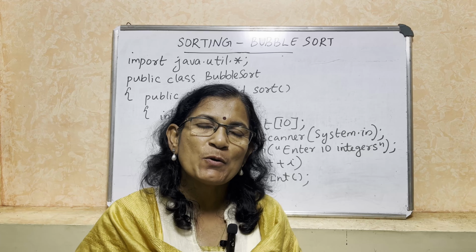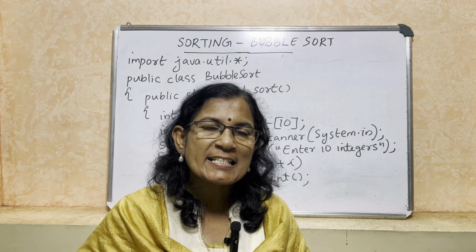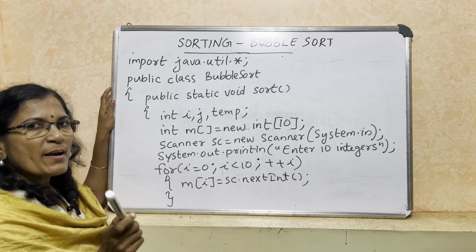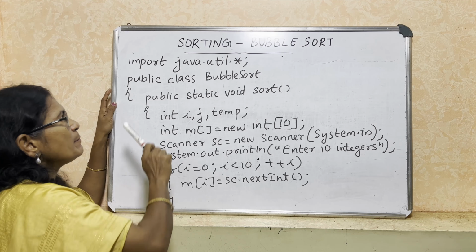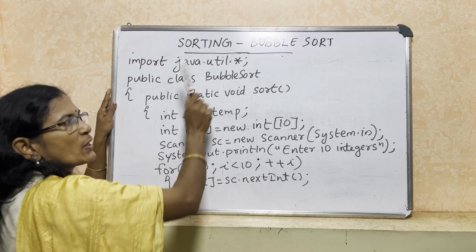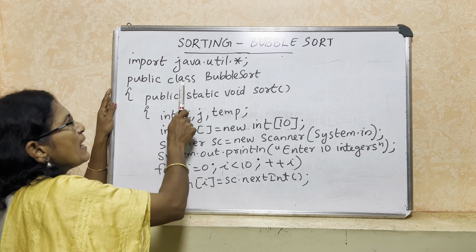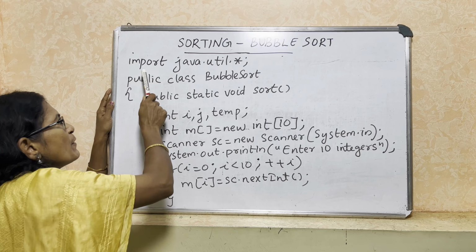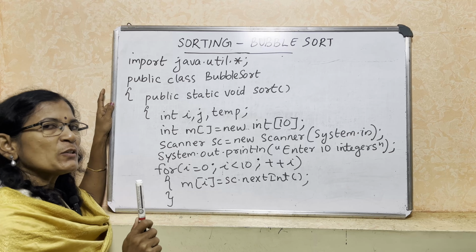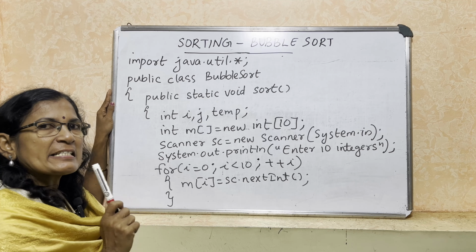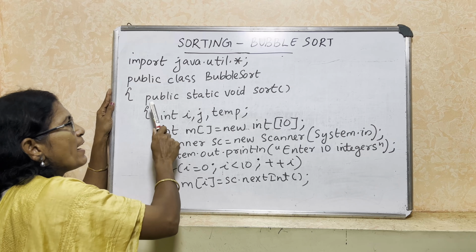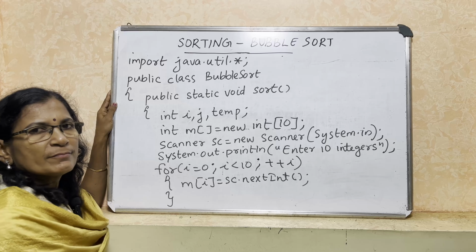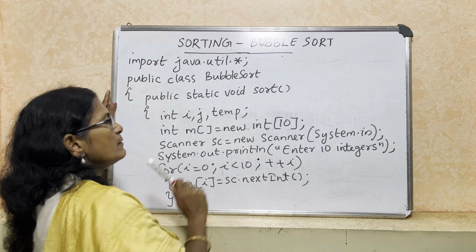Now let's write a program to bubble sort an integer array with 10 integer values in the ascending order. As we have to use the Scanner class in our program, import java.util.*. public class BubbleSort. A meaningful name is given to the class. The body of the class is opened. All the executable statements in Java are written inside methods. So we have opened a method here, public static void sort. You can give any name to the method.